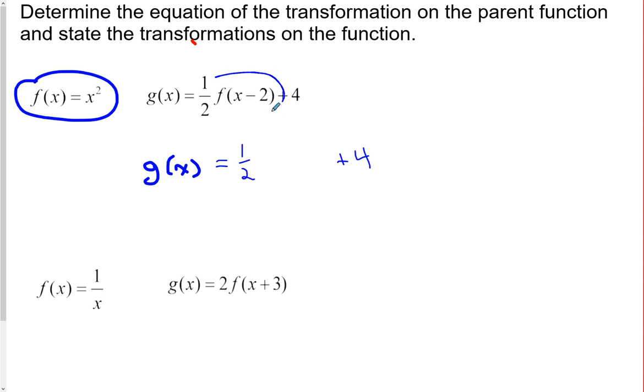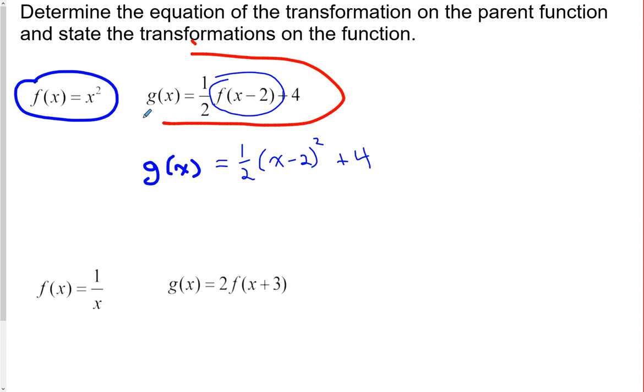Now this part is where my function is going to come in. My function is x squared. So I'm going to have x minus 2 anywhere I would have an x squared. So that's going to be the actual transformed function, whereas this just tells me what to do. It doesn't actually tell me what the function would look like. It just tells me the transformations. Okay, last one.